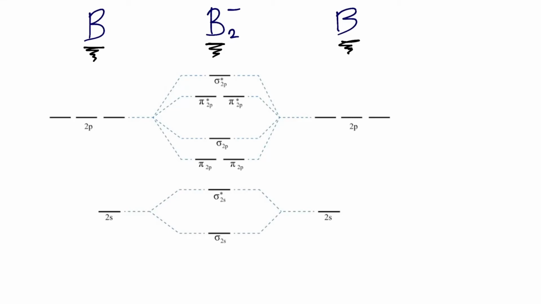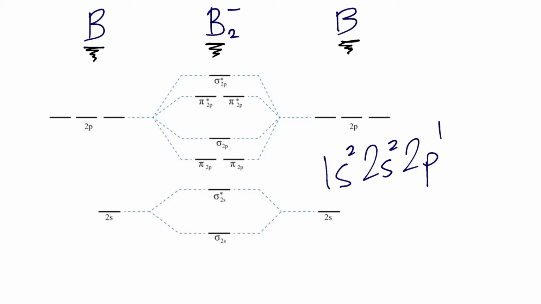How do you make the molecular orbital diagram for a B2- ion? Start by writing out the electron configuration for a boron atom. By looking at the periodic table, we can see that the electron configuration for boron is equal to 1s2, 2s2, 2p1.